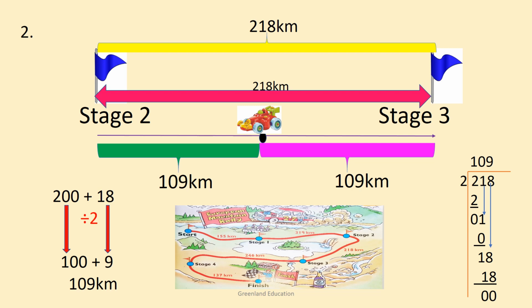218 we can expand and write as 200 plus 18. 200 divided by 2 is 100, 18 divided by 2 is 9. 100 plus 9, 109 kilometers. Or you can follow the long division method. I have shown it on the right side of the slide. Now children, half of 218 is 109 kilometers. That means the distance from stage 2 to car is 109 kilometers and the distance from car to stage 3 is 109 kilometers.